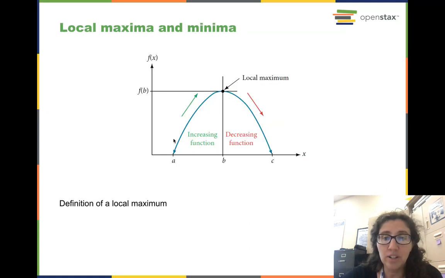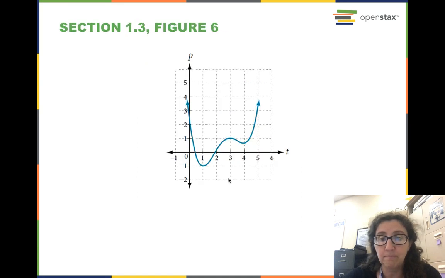Okay, so here's just another illustration. A local maximum happens when it goes from increasing to decreasing. Okay, and that point there, f of b is the local maximum value, and it happens at the point x equals b. So why don't you just take a minute, and sometimes there's more than one. Take a minute and say what you think the local maximum and local minimum are for this function. Pause the video and write that down, and then we'll do it together.